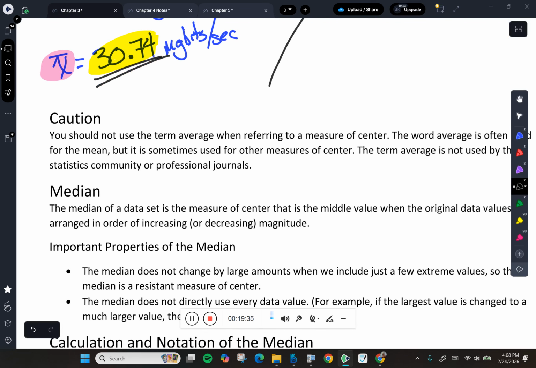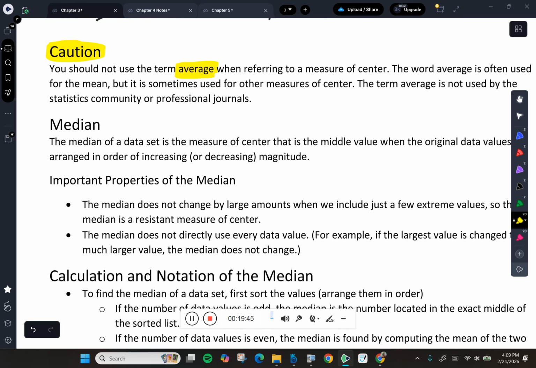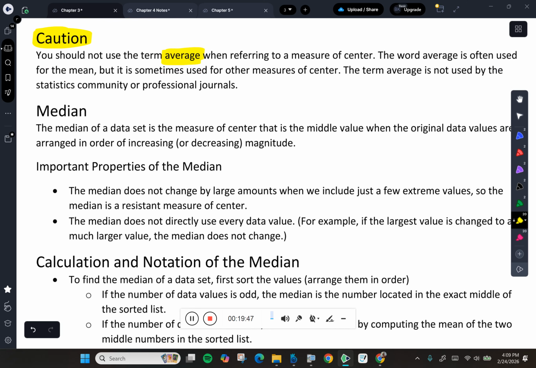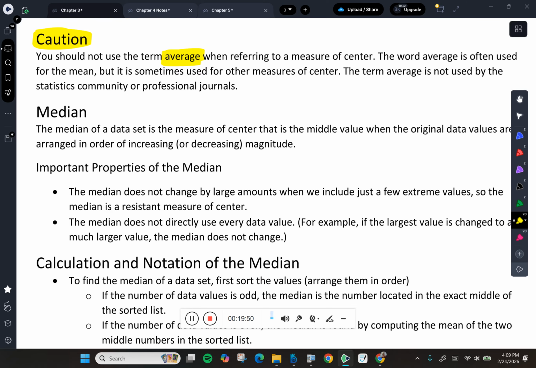Okay. Now, there's a caution here just because of the term average. We try not to use that in stats because the word average doesn't really have any meaning statistically. So we say the mean or the arithmetic mean. It's very, very rare for you to see a statistician, someone who's a professional in this community, use that term average. It's just not used.